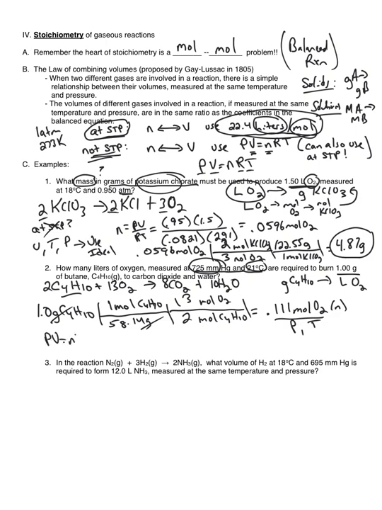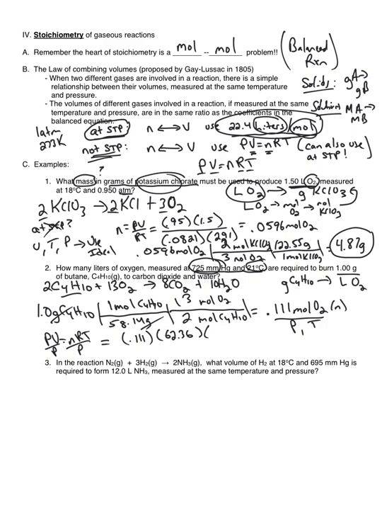So PV equals nRT. Solving for the volume, I'll divide by P. And so now it's the mole quantity times the R. Now we're in millimeters of mercury, so the R that I'm going to use must be the millimeters of mercury one, which is 62.36.